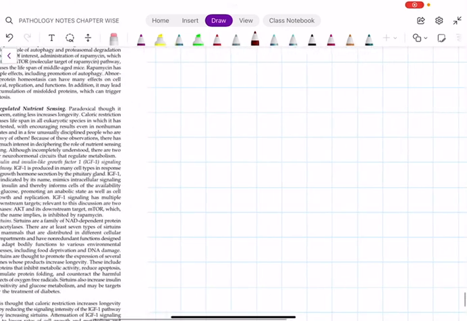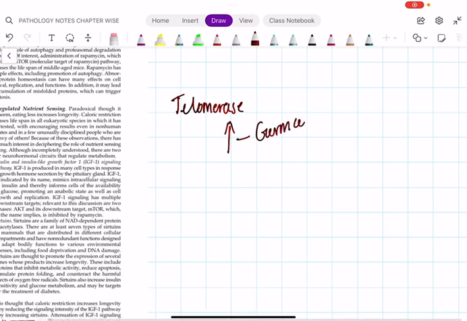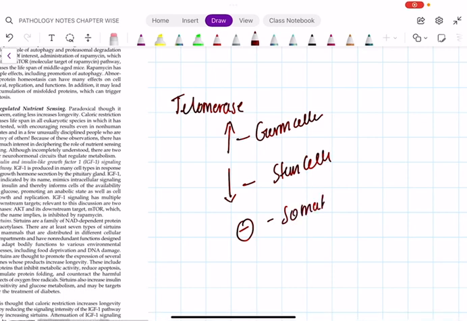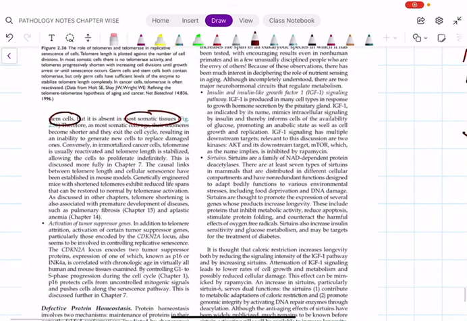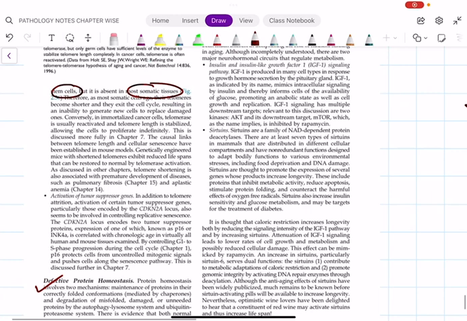Here comes a 3-point MCQ question, children. Telomerase enzyme, 3-point MCQ. Highest telomerase enzyme is in germ cells, that is testis and ovary. Lowest, you can say, in stem cells. Absent in somatic cells. 3 points. Then, due to defective protein homeostasis.